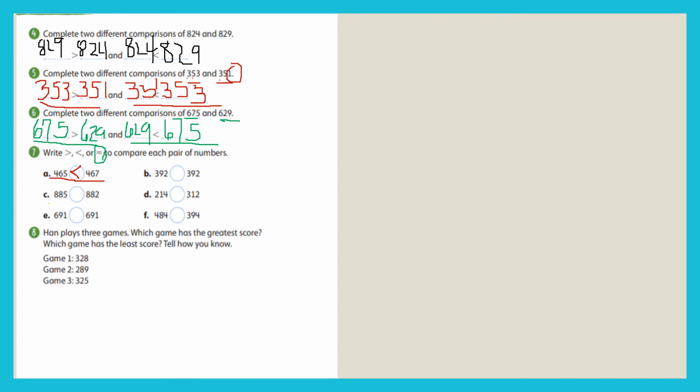Let us go to the next one. I'm looking at 885 and 882. They both have the same hundreds. They both have the same tens. I'm looking at the ones. 5 is greater than 2. So 885 is greater than 882. Let's go to the next one.